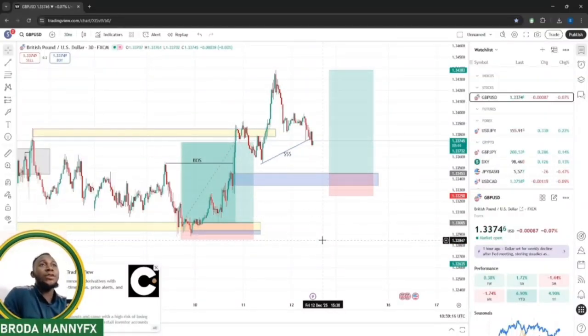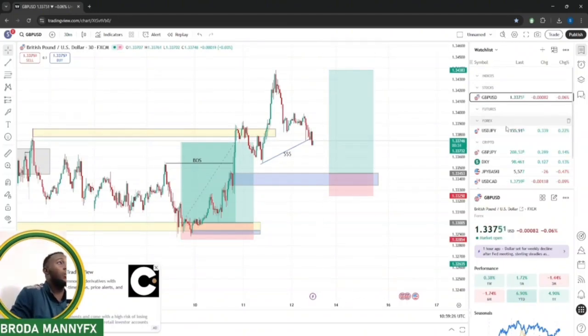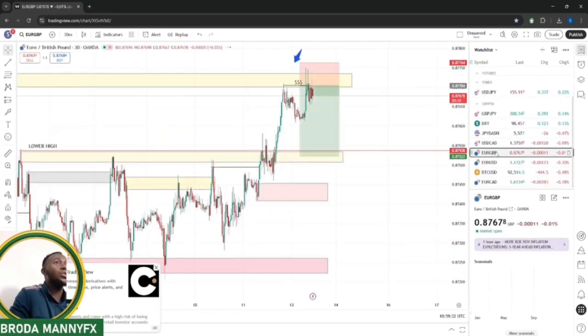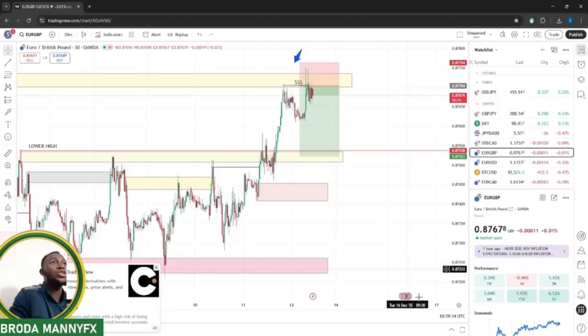Okay, so I want to explain a very simple concept. Someone was asking me that I should explain inducement liquidity, what inducement liquidity is all about, right? Now, I want to use a very simple pair. Let me use Euro GBP to explain this concept.